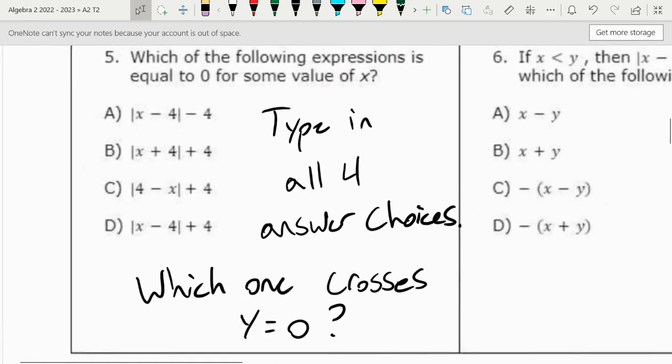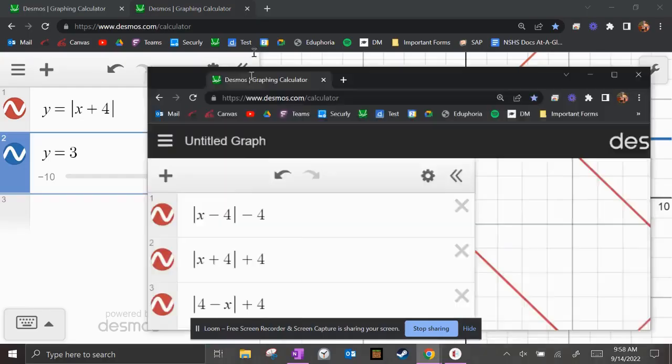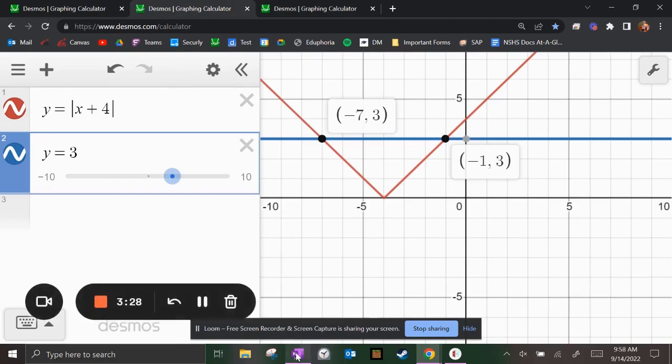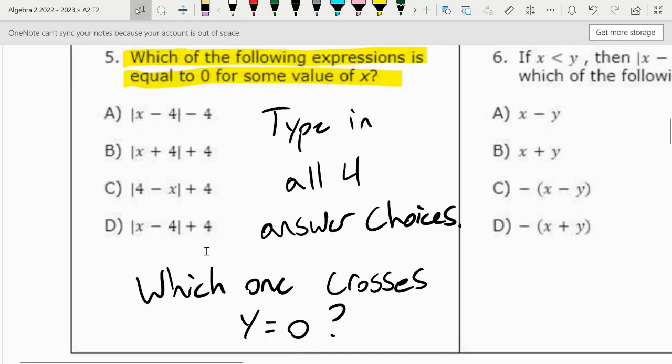Okay, number 5, I will simply give you the hint. You're going to type in all 4 of these into Desmos and see which one crosses y equals 0, because the question is, which of the following expressions, so which answer choice, is equal to 0 for some value of x? So when you type all these in, and I won't spoil the answer, it's going to be one of these, okay? But when you type in all 4 answer choices and you start looking around and seeing which ones cross and which ones don't, you can pretty easily get the answer to this one. So once again, you're looking for which one crosses y equals 0. So that's multiple choice. I'll leave that one up to you.